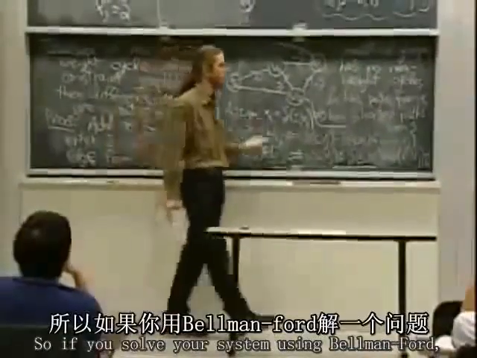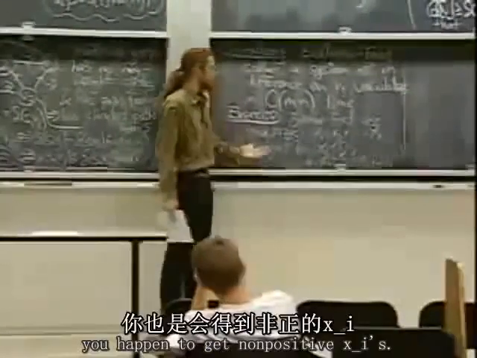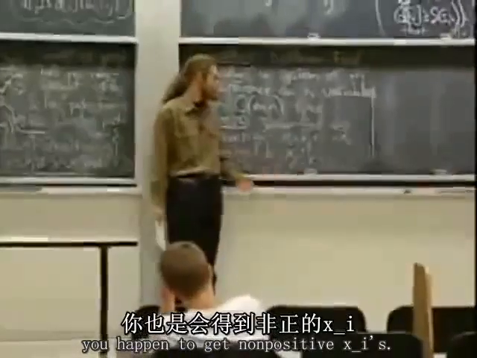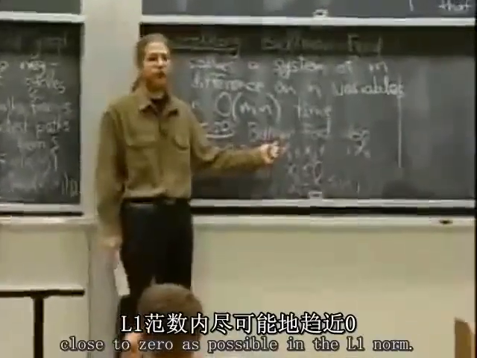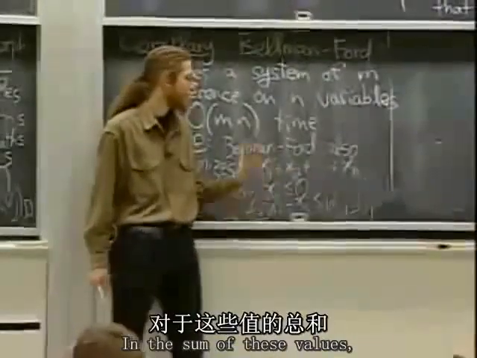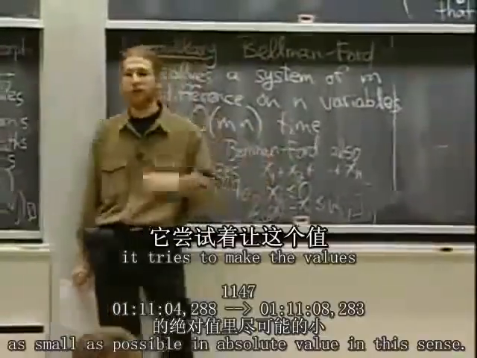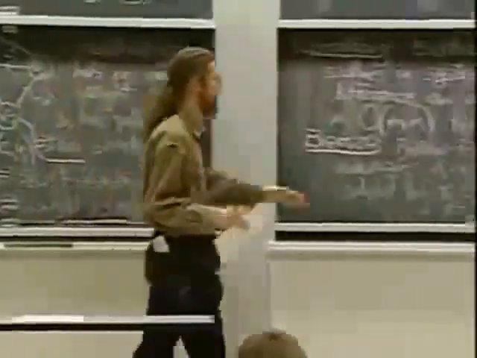So if you solve your system using Bellman-Ford, which is no less general than anything else, you happen to get non-positive xi's. And so subject to that constraint, it actually makes them as close to 0 as possible in the L1 norm, in the sum of these values. It tries to make the sum as close to 0. It tries to make the values as small as possible in absolute value, in this sense.